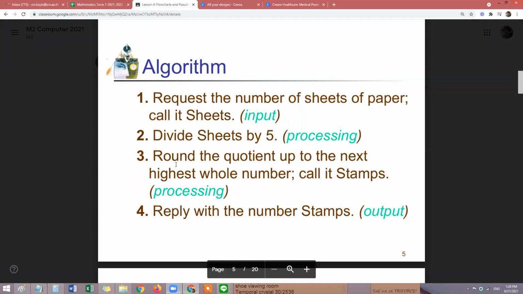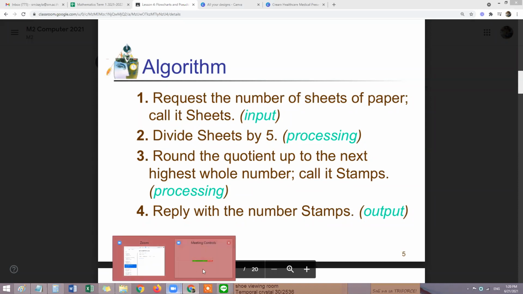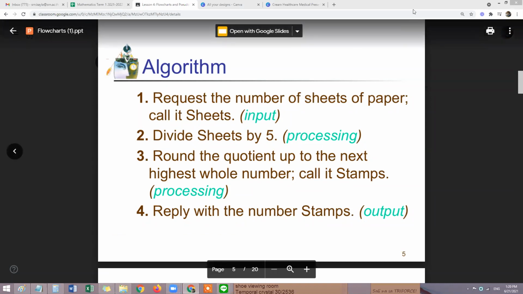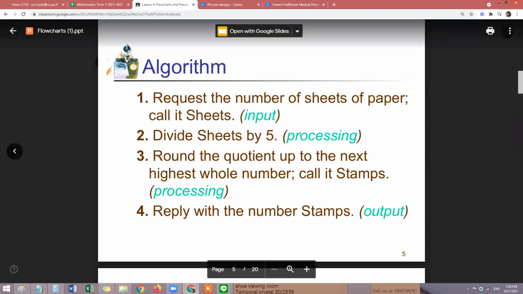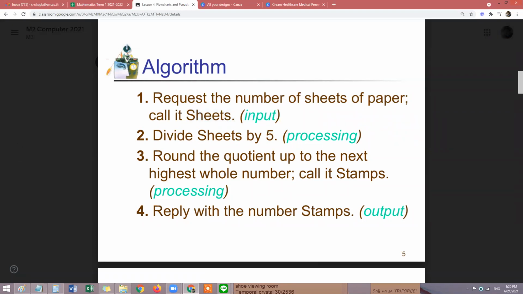Sheets. Okay, thank you. Very good. Who's that? Okay, thank you for answering. That's correct. One is sheets, which is the number of sheets. So that's the variable name for the sheets of paper. What else? Stamps. Okay, Stamps. Very good. That's the stamps, which is the rounded-off answer of the sheets divided by 5. So we have two variables here, sheets and stamps.